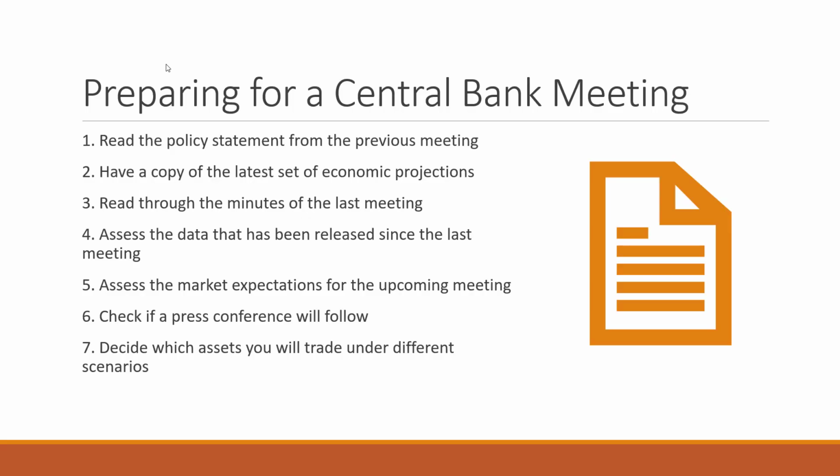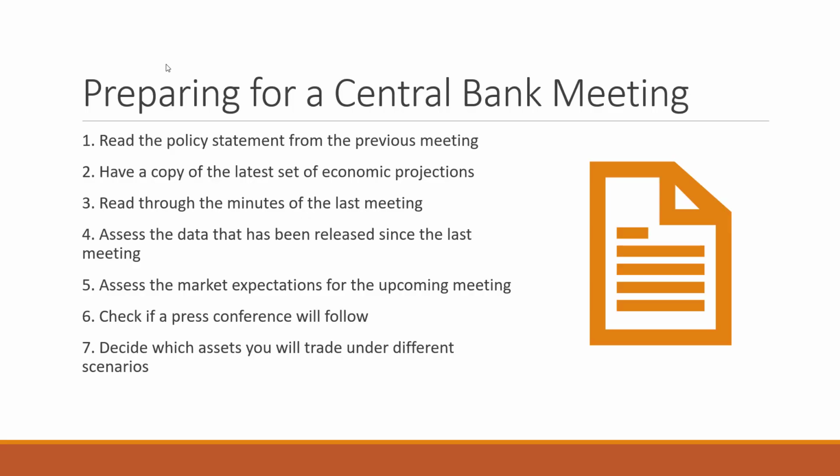The second thing is to make sure you have a copy of the latest set of economic projections from the central bank. Basically, what do they think the unemployment rate is going to be over the next couple of quarters and the next couple of years? What do they think inflation is going to look like? What about GDP? Those key macroeconomic indicators, they'll have projections for them. These projections are normally released every 3 months. So it may be the case that when you look at the previous policy statement, there weren't any projections released at that time. Then you've got to go back to the meeting before that and see whether the projections were released during that meeting. Figure out which ones are the latest set and make sure you have a copy of them.